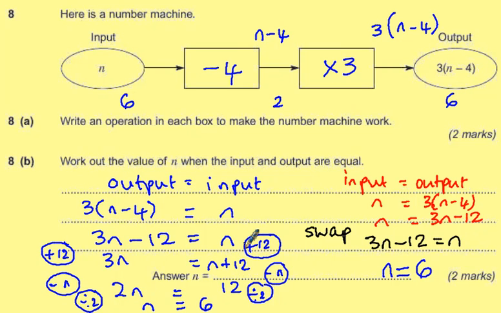So it doesn't matter. With an equation, whatever we do to one side, we do to the other side, and also we can just swap sides as long as we swap everything that's on the left hand side, in that case n, with everything that's on the right hand side. So our solution was that n was equal to 6.